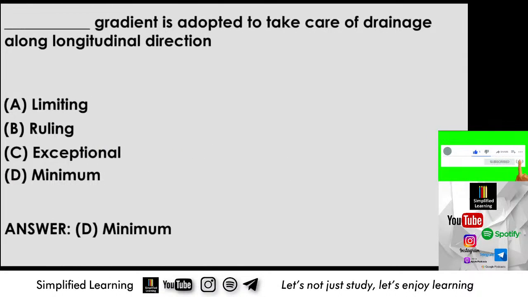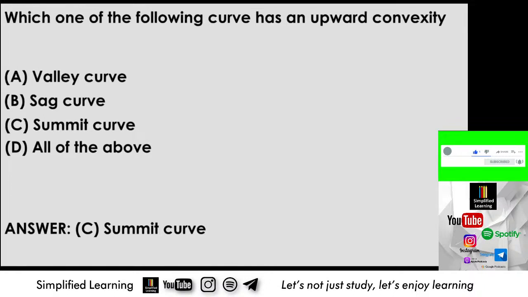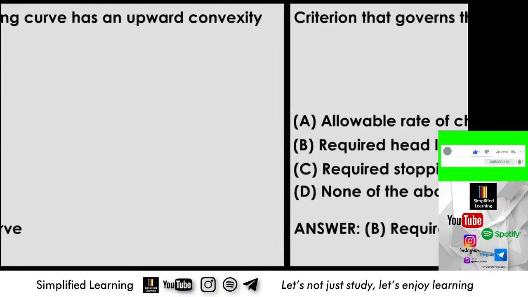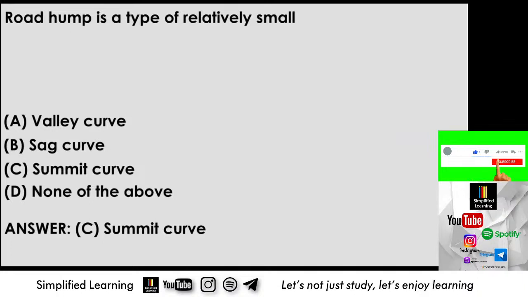Minimum gradient is adopted to take care of drainage along the longitudinal direction. Grade compensation is the process of reducing the value of gradient at a horizontal curve. Summit curve has upward convexity. Okay, summit curve has upward convexity. The criterion that governs the design of valley curve is required headlight sight distance. A road hump is a type of relatively small summit curve.